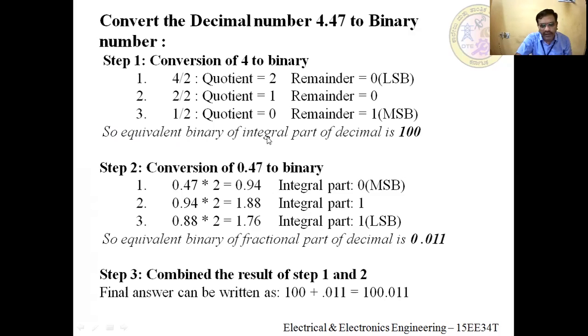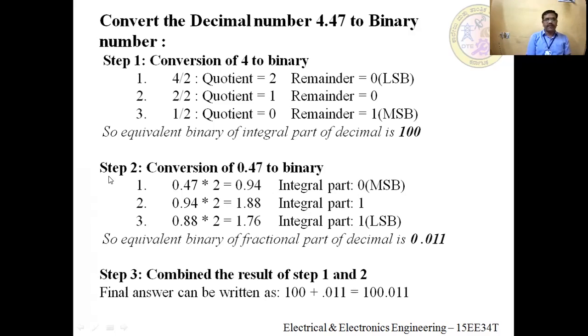So the equivalent binary of the integer part of the decimal is 100. See, 1 I have written as MSB, and 0 0 is the LSB. So 100. Okay, so this is the first part. First part, integer conversion of 4 to integer binary is 100. So let us move to the second part.